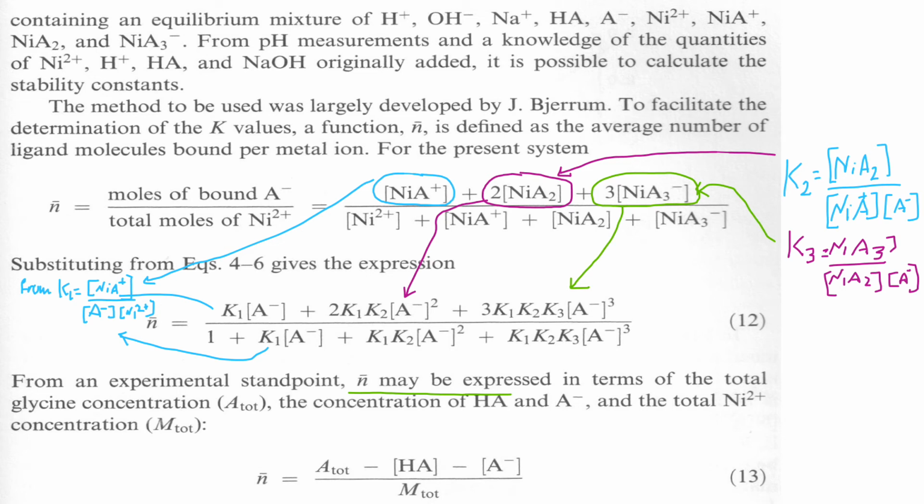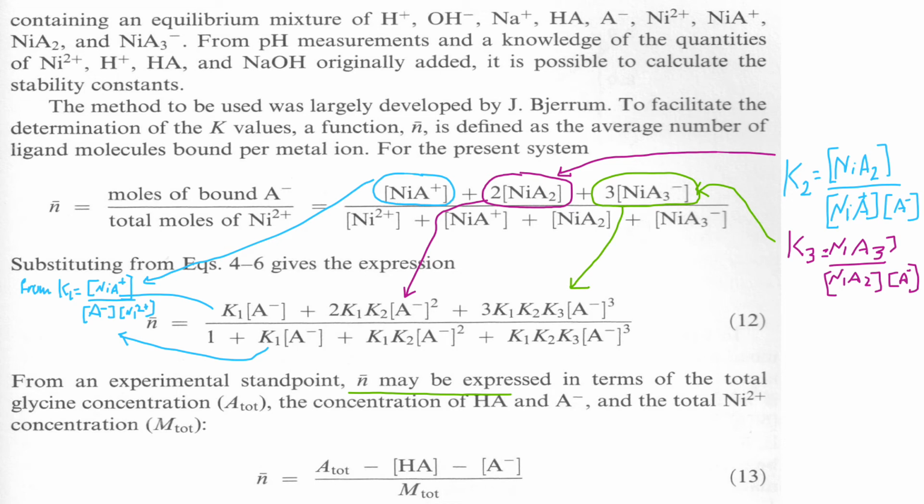If you notice now, N bar, the average binding, is expressed in the form of K's and glycinate only in equation 12. So equation 12 is the substitution of the concentrations of complex and nickel from the equations of equilibria we explained previously. Now this becomes easier. We have N bar in the form of K's and A minuses.